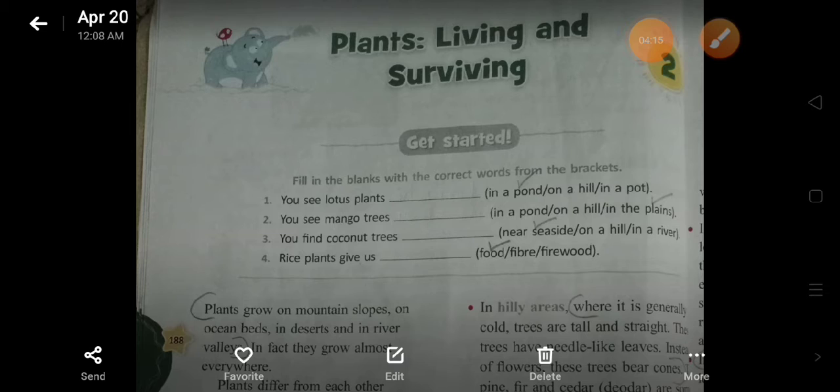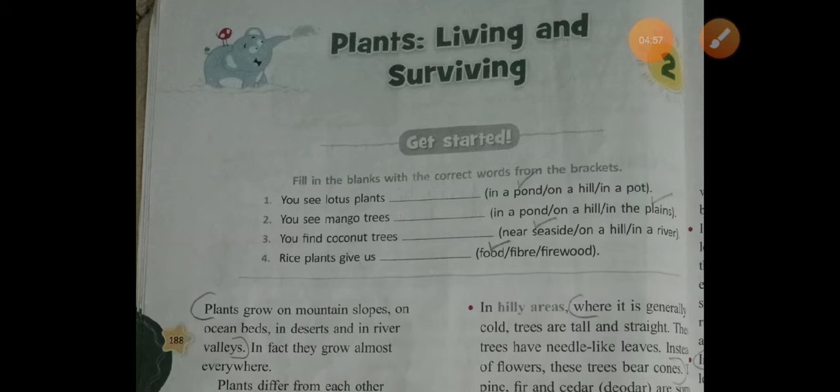Means we are going to read about terrestrial plants. Means plants that grow on land are called terrestrial plants. Means we are going to read plants that grow in hilly areas, in the plains, in hot and damp areas, in deserts and in marshy areas.